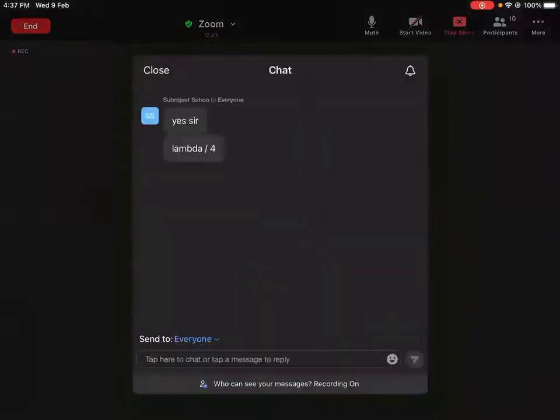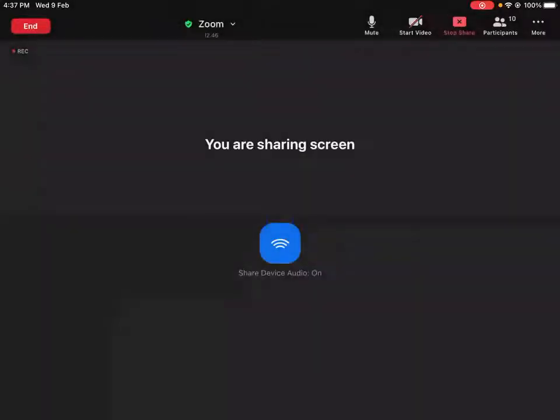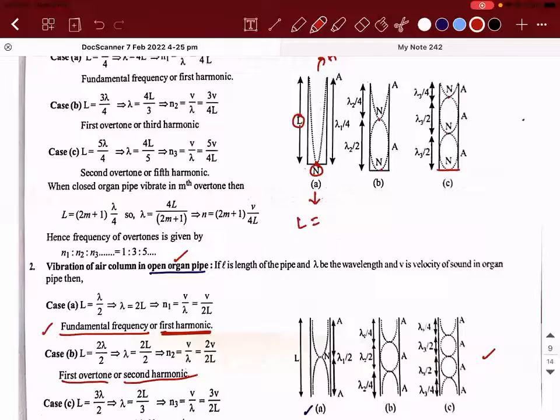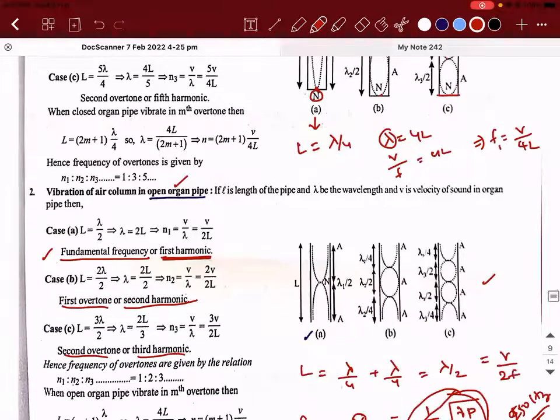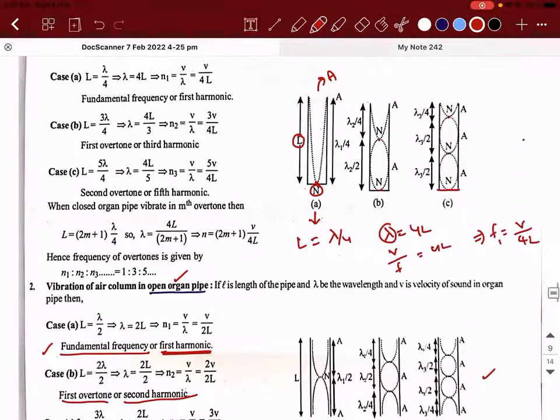Sir, is it lambda by 4? Yes. It is lambda by 4. So lambda is equal to 4 into L. Then what is the value of lambda? I've been discussing since yesterday. Lambda is equal to V divided by F. So this is 4L. F is equal to V divided by 4L. So this I will call fundamental frequency. Fn is equal to V divided by 4L.